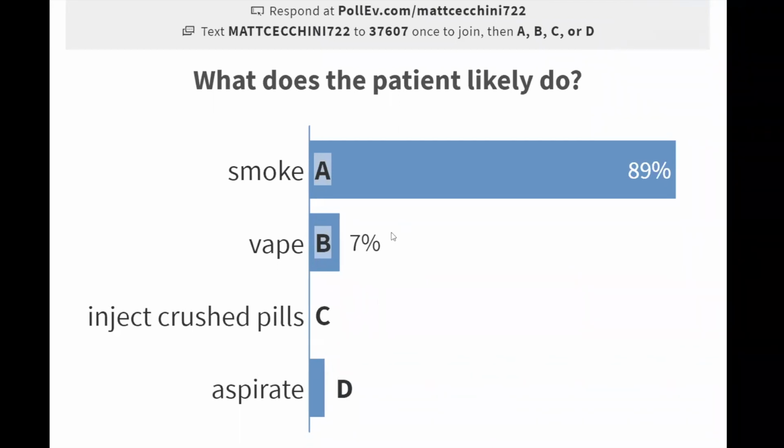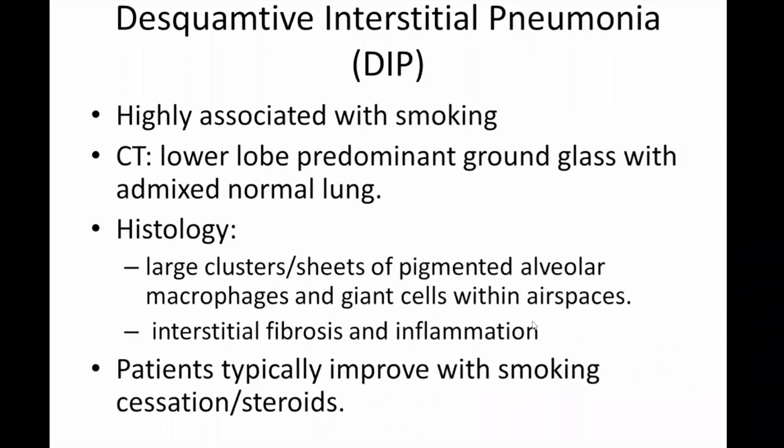Good job. So that's right, this is heavily associated with smoking. Perfect. And so desquamative interstitial pneumonia, or DIP, is highly associated with smoking. The CT appearance does have a prominent ground glass component that's kind of admixed with normal lung, and can have a lower lobe predominance. The histology, as we showed, has these large clusters and sheets of pigmented alveolar macrophages. You can also see focal giant cells within these air spaces, and you can get an associated interstitial fibrosis and inflammation. Patients typically improve with smoking cessation, and a subset of patients may need steroids. This can progress in a subset of patients as well.